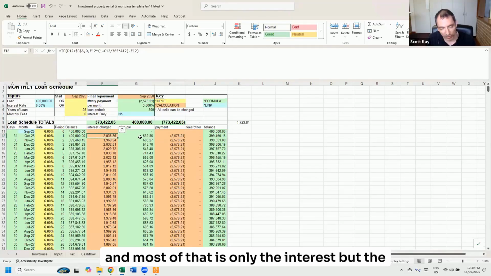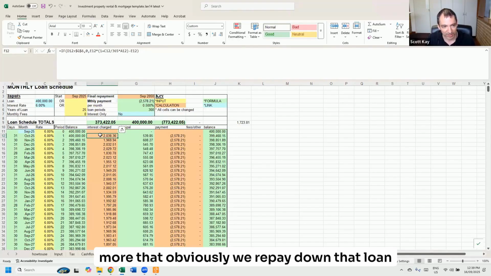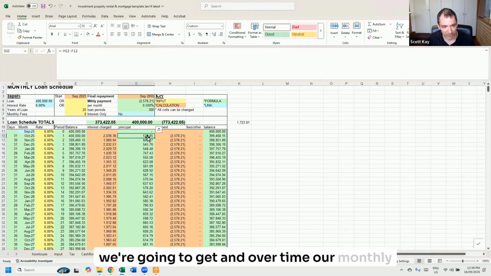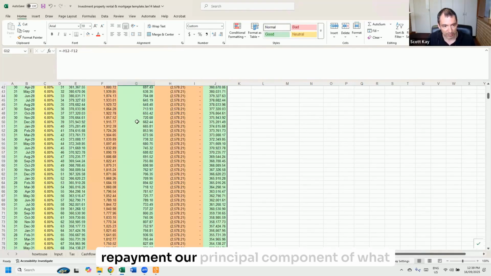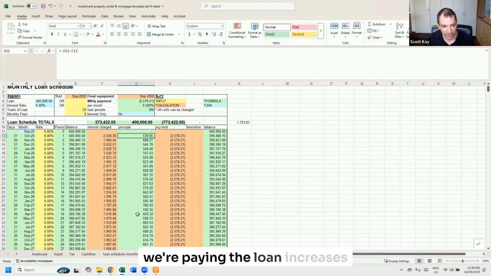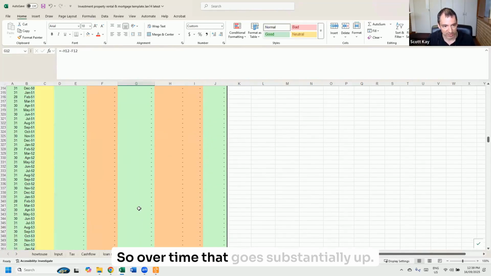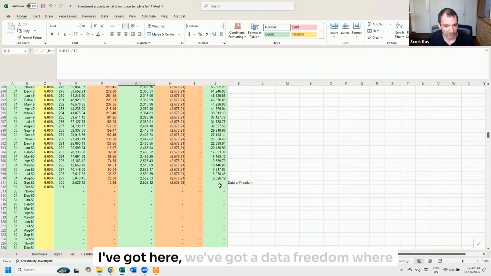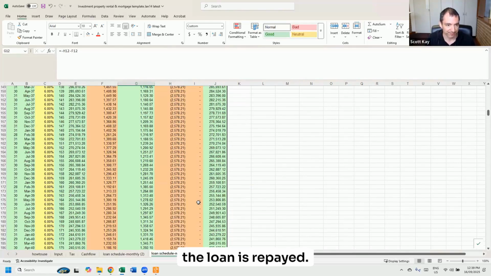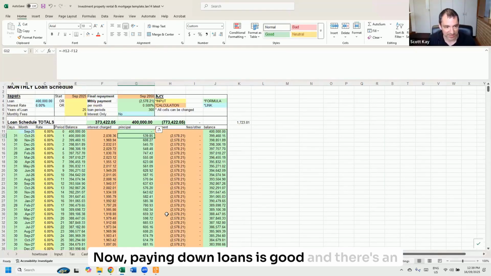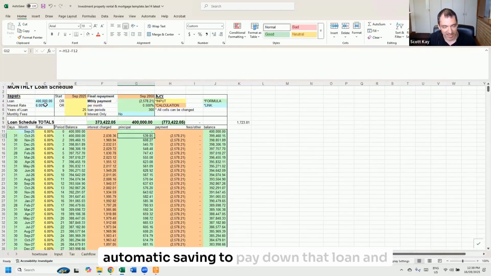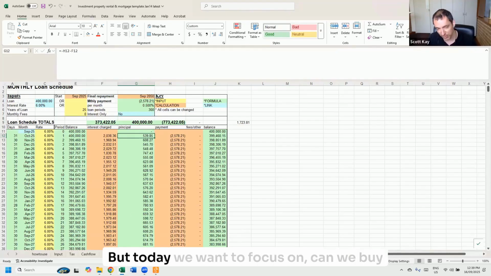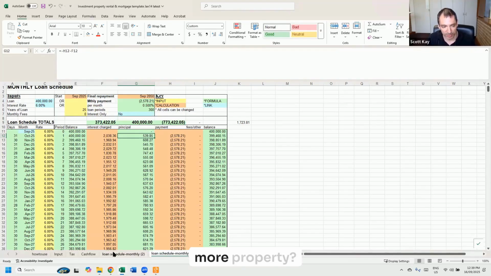But the more that we repay down that loan, the less interest and the more principal we're going to get. And over time, the principal component of our monthly repayment increases, so over time that goes substantially up. And I've got here a date of freedom where the loan is repaid. Now, paying down loans is good, and there's an automatic saving in paying down that loan and using an offset for your excess cash. All of that's very good. But today we want to focus on, can we buy more property?